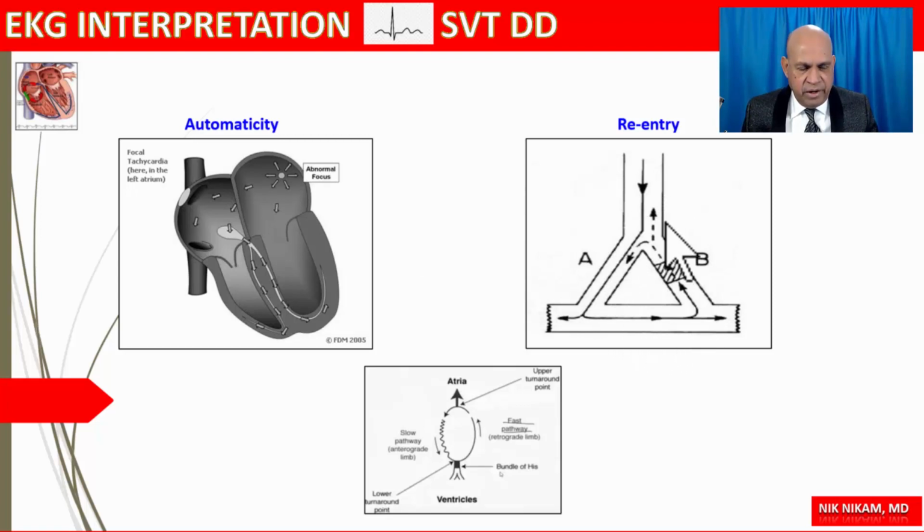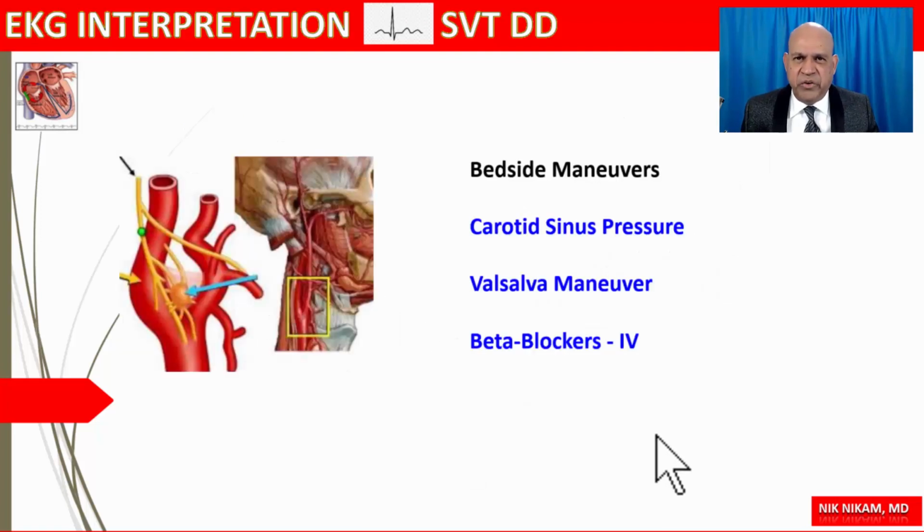It could be in the AV node as it is depicted here, and in the future part of this presentation we're going to look at these circuits going through the accessory pathways and other connections. What are some of the bedside maneuvers that we can use to differentiate various types of supraventricular tachycardias?